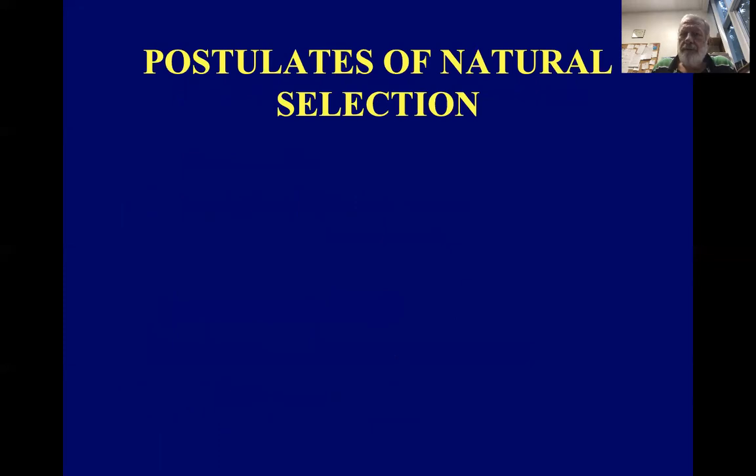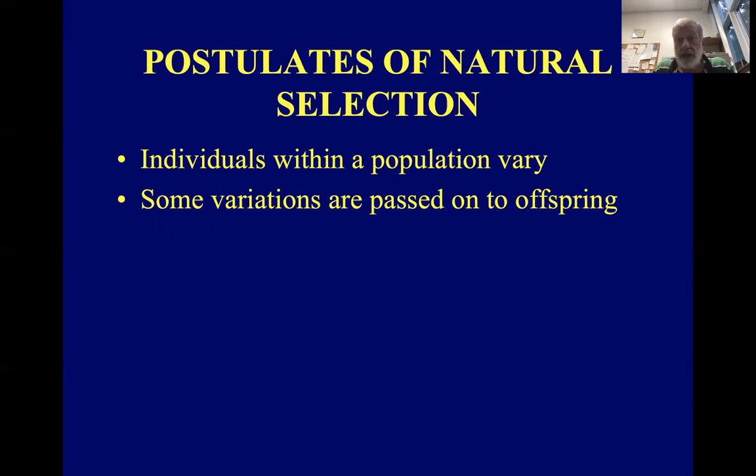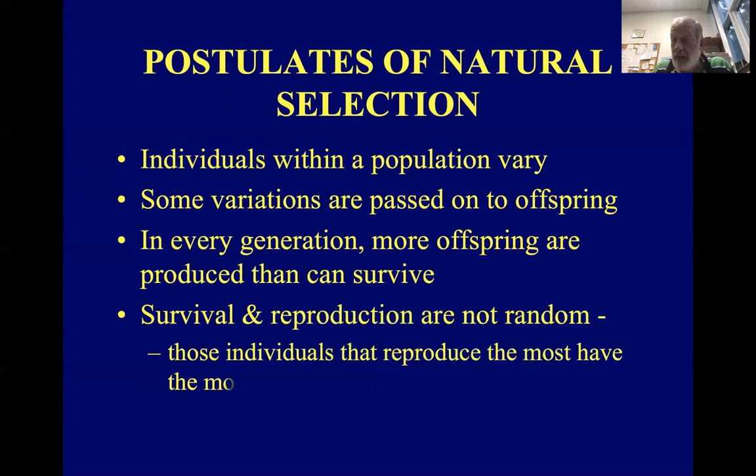So the theory of natural selection has some postulates. Individuals within a population vary. That's due to, of course, genetic variation. Some of these variations then are genetic, and so they're passed on to the offspring. And in every generation, more offspring are produced than can survive. Darwin called this the struggle for existence. And then lastly, survival and reproduction are not random, but those individuals that reproduce the most have the most favorable variations. In other words, those individuals that have higher fitness.